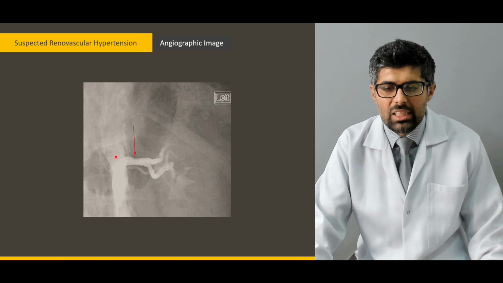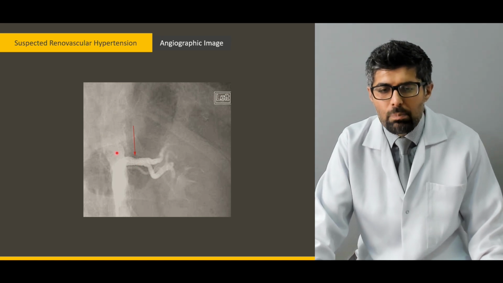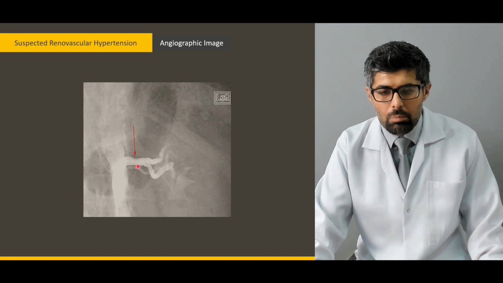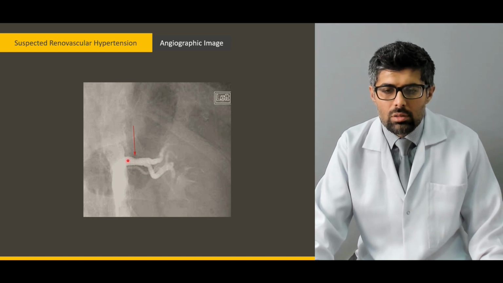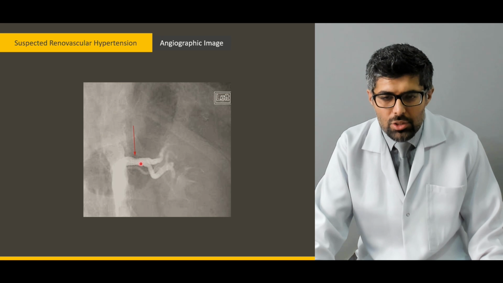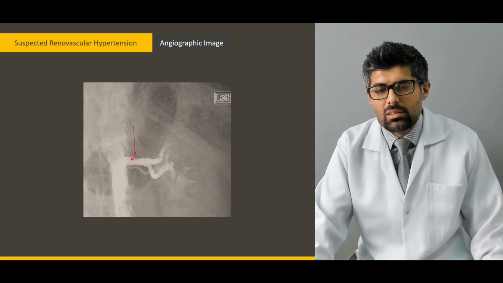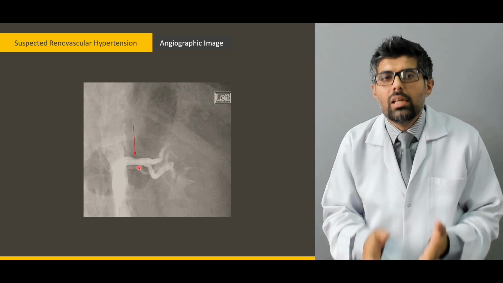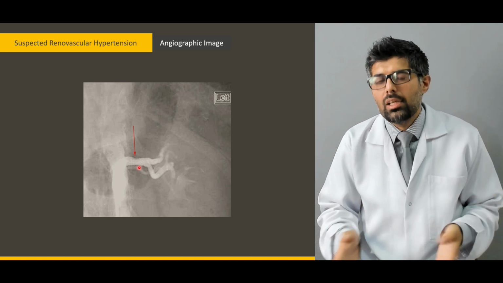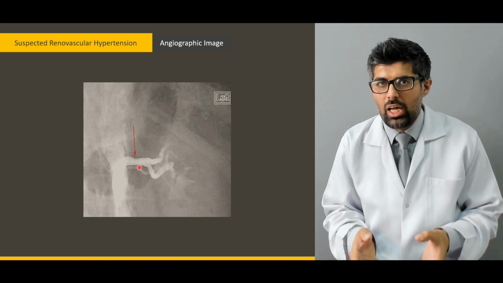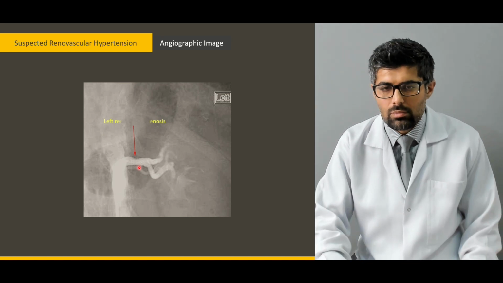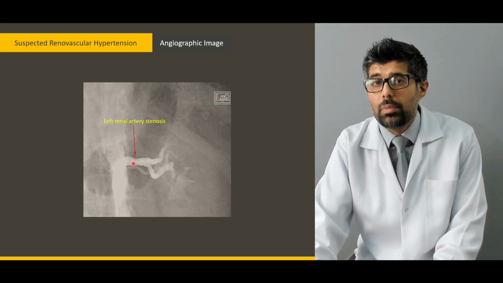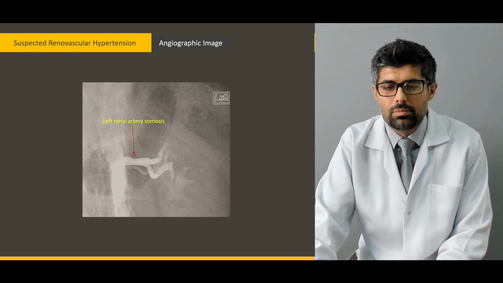Now, this is an example of that same patient with the stenosis at the root of the aorta. But now both the balloon dilatation and stents have been placed. So the artery has again dilated and the usual blood flow has resumed. So the renal artery stenosis has been reduced.